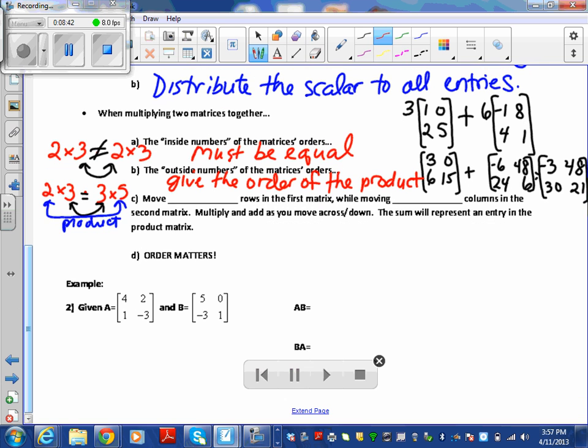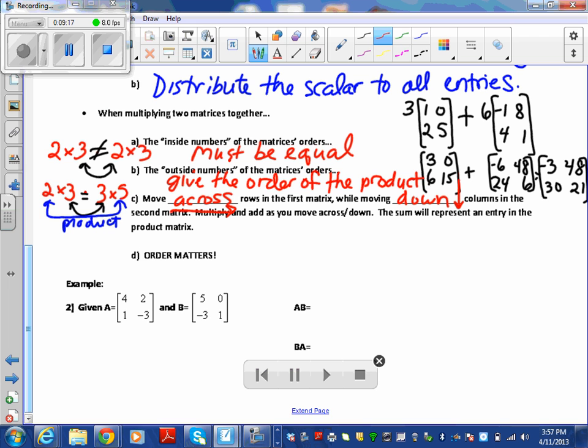Okay, now we get to how do we actually do this. If you're going to multiply by hand, this is where it gets tricky. You can only move across rows in the first matrix, and you can only move down the columns in the second matrix. And as you're doing this, you're multiplying the entries as you slide across and down that row and column. You're multiplying and adding as you go.